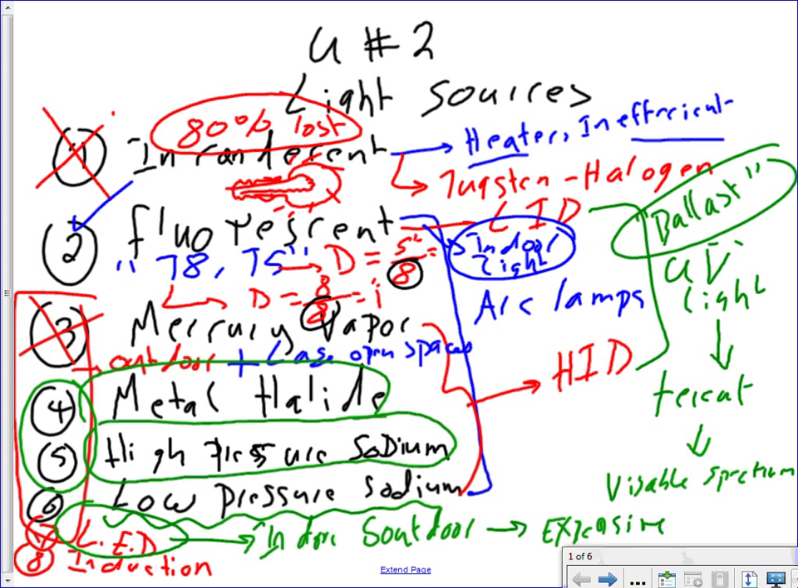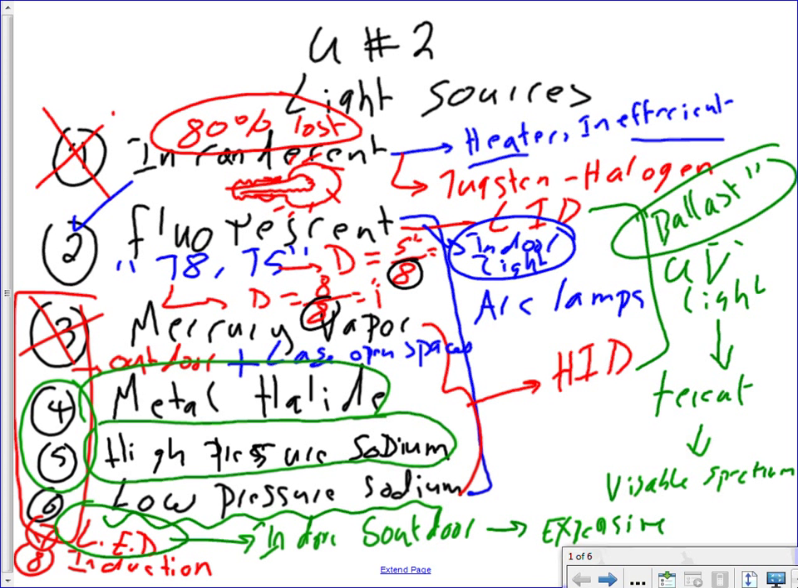If it's a standard one, after 10,000 hours you're down to half the amount of lumens that comes out of that bulb. If you treat it, look at this. If you have the best phosphorus low current, you can maintain 100% of the lumens coming out of this fixture for 10,000 hours. Years, man, that would be a long time.